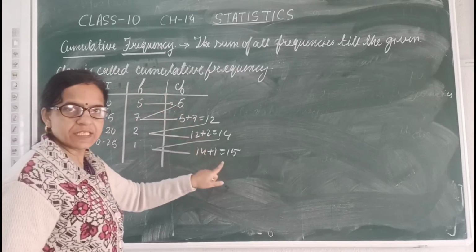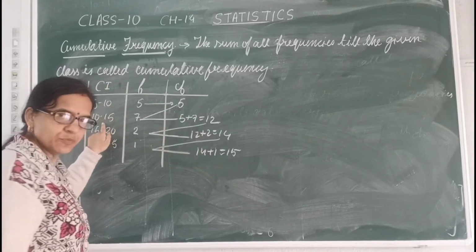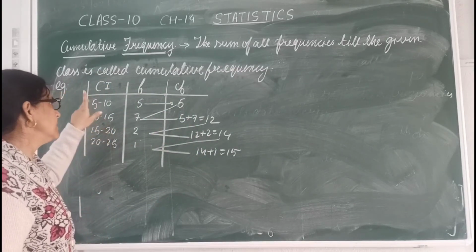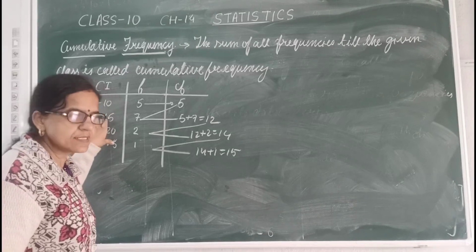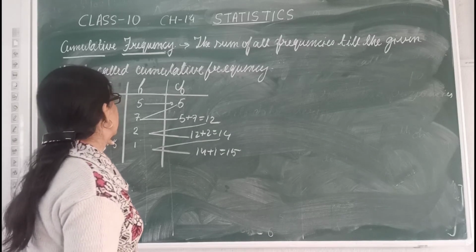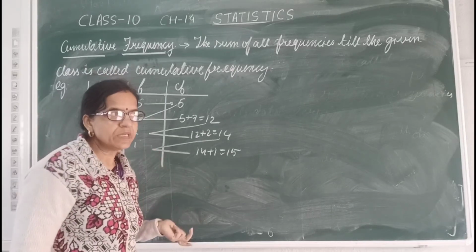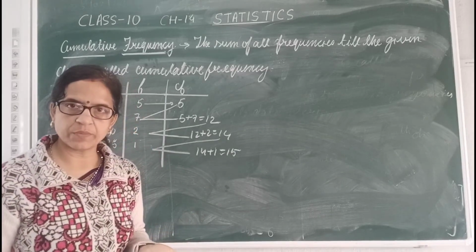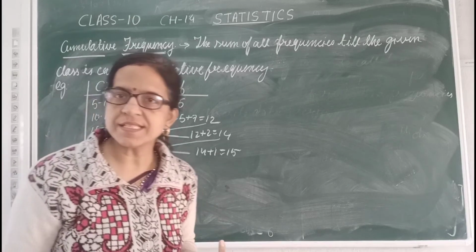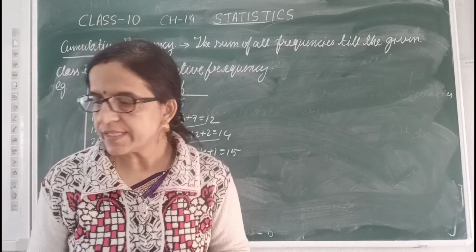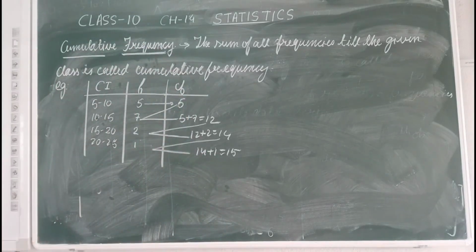So I think you understand the cumulative frequency. This is for the grouped frequency distribution. The same will follow for the discrete series as well. Now, a cumulative frequency table or cumulative frequency distribution is of two types: less than type and more than type. So let us understand that also.